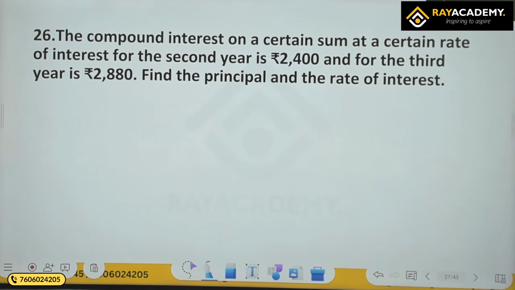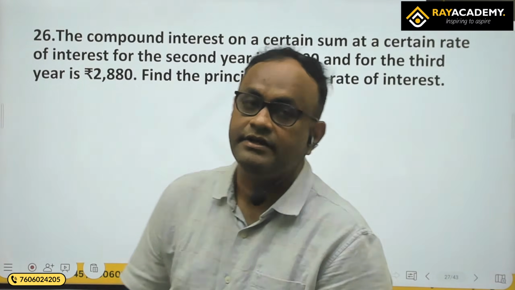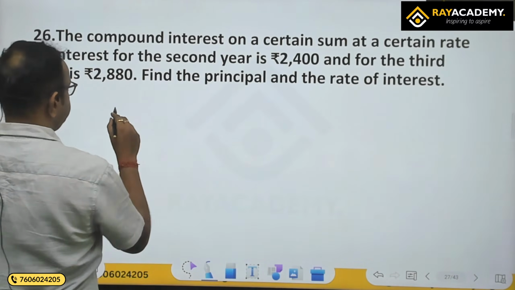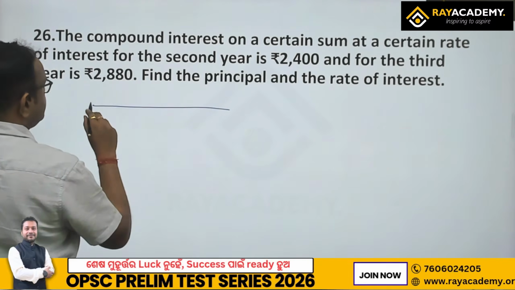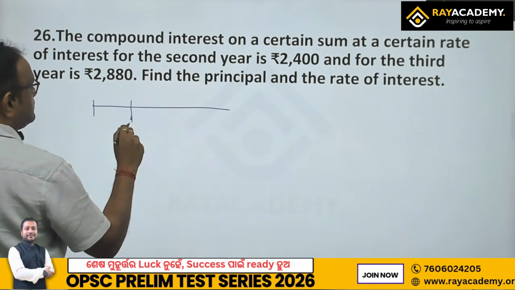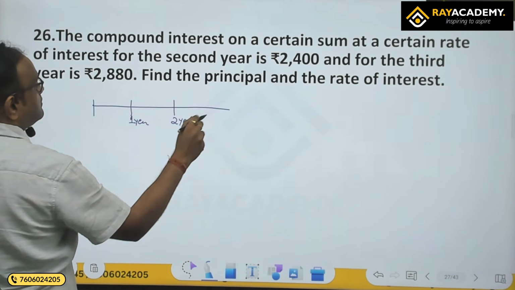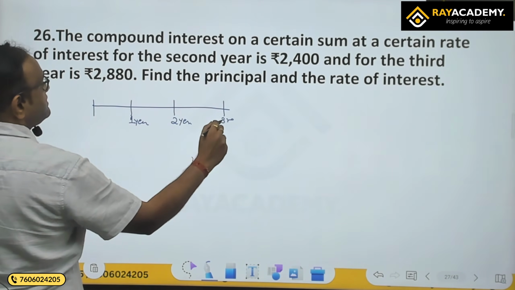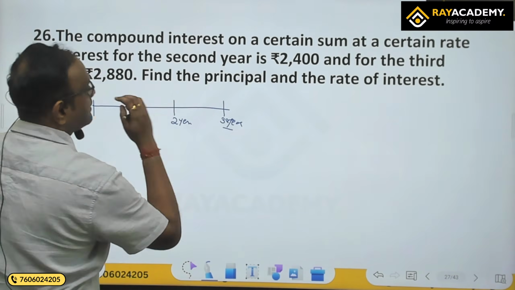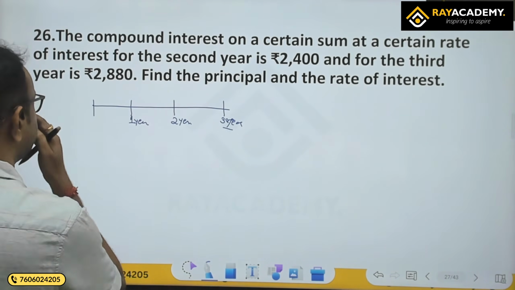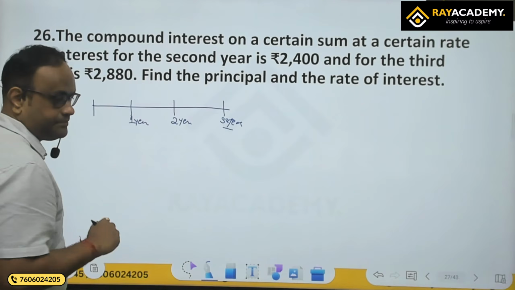Normally we do questions on compound interest in 2 years, but here it is the second year, meaning how much interest is there in that particular year. Like if you see, this is the beginning, 1 year, 2 years, 3 years. Okay. So what happens?